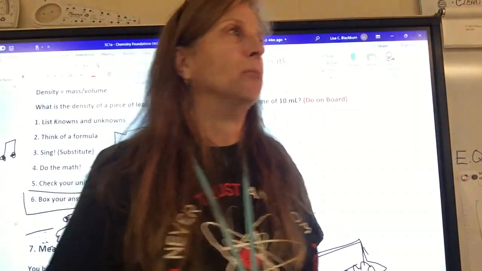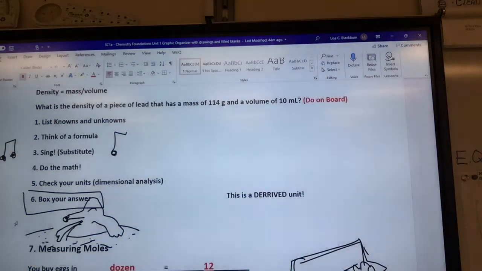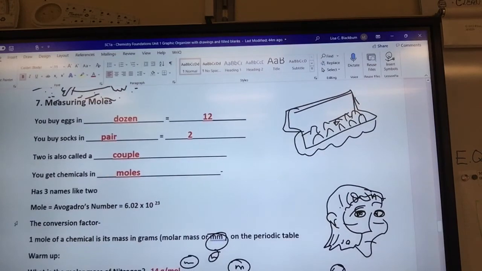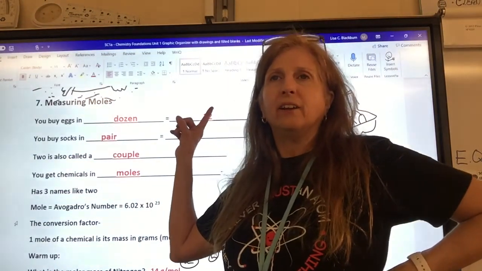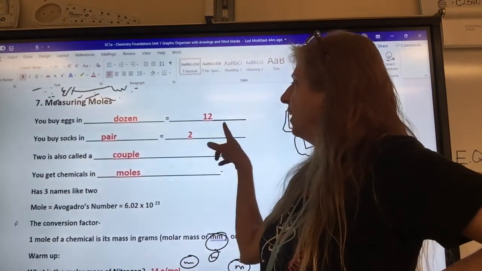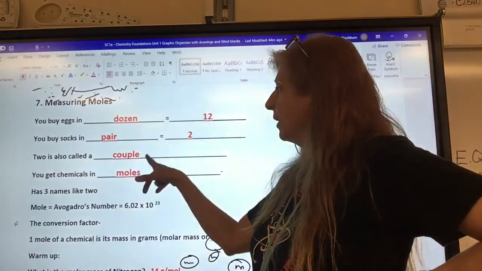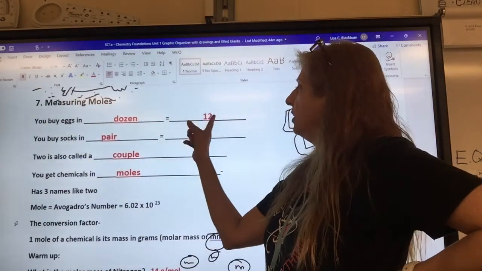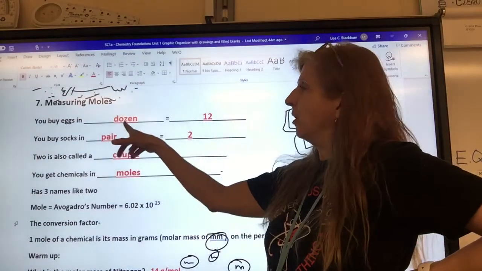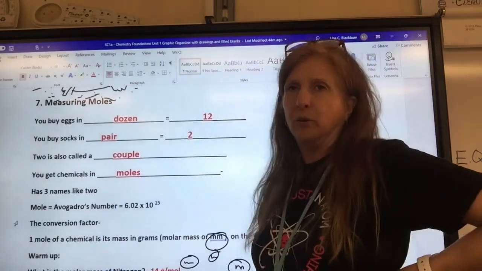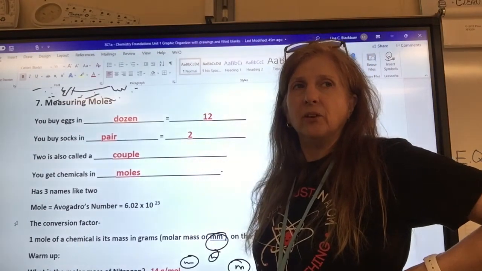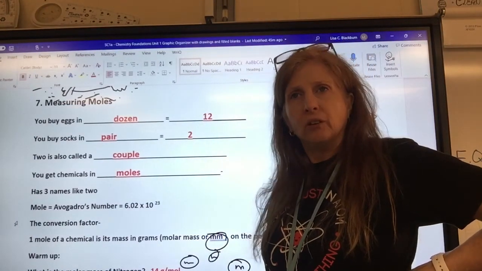Okay, the next idea is moles, and we only have a second for this one. Let's see how far we can get. It'd be nice if we could finish it. It's an easy concept. Okay, so you buy eggs in dozens, don't you? And that's 12, right? You buy socks in pairs, and that's 2, but it's also a couple. So the number 12 has another name called dozen. The number 2 has 2 other names, pair and couple. Does that make sense to you? That numbers can have names?